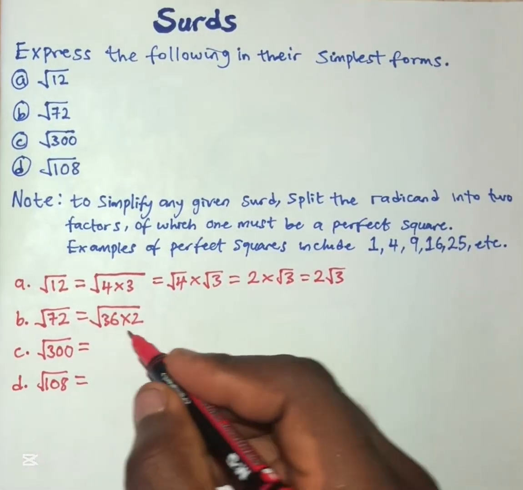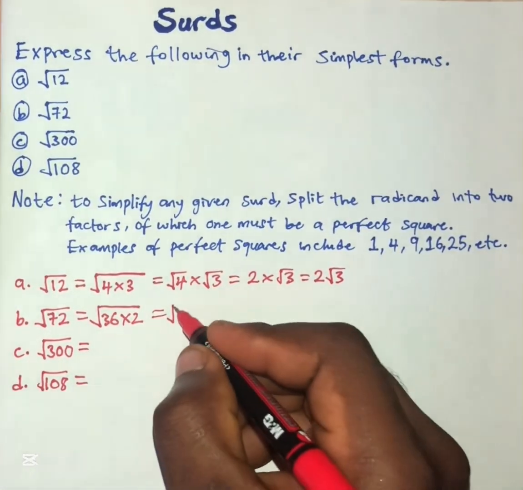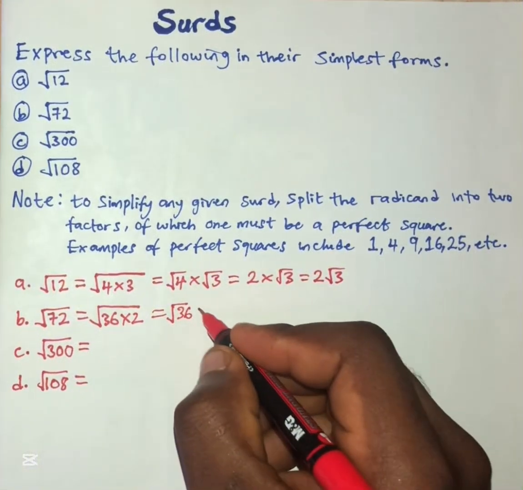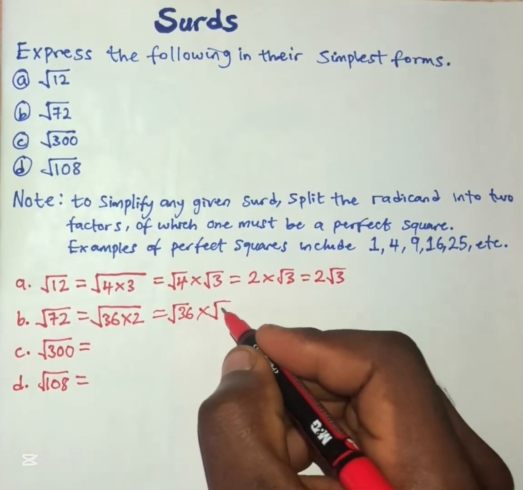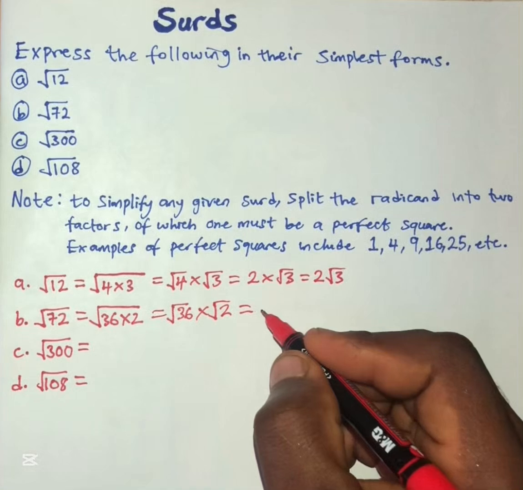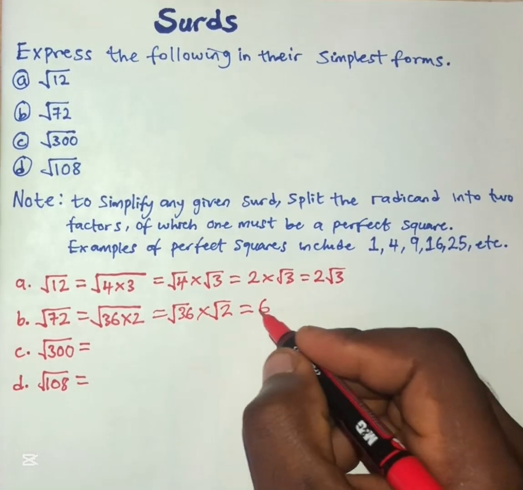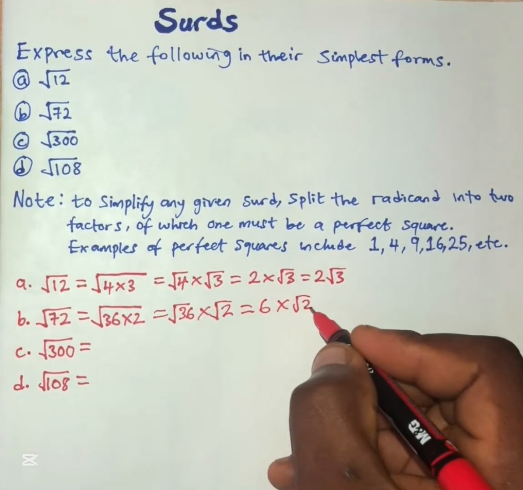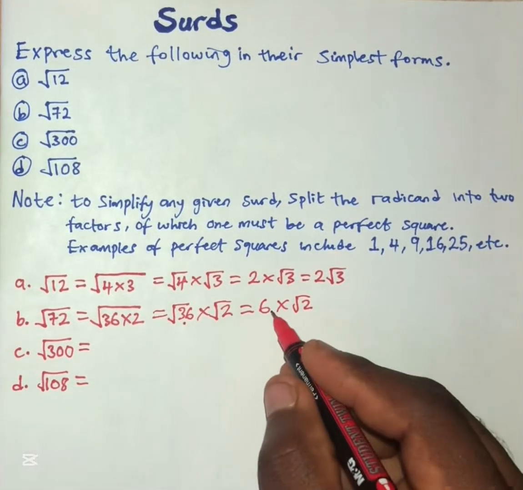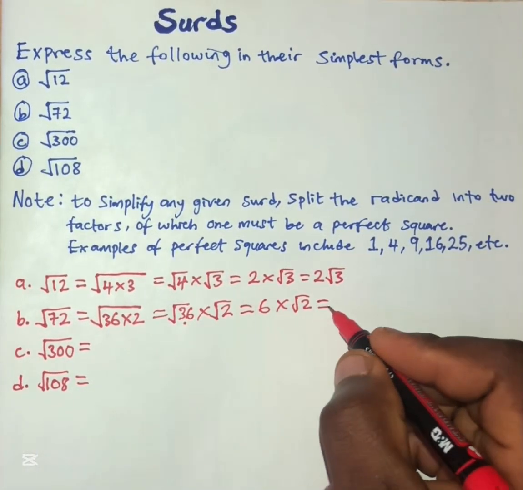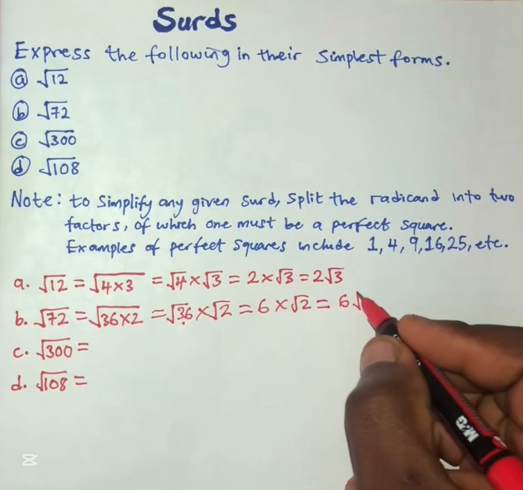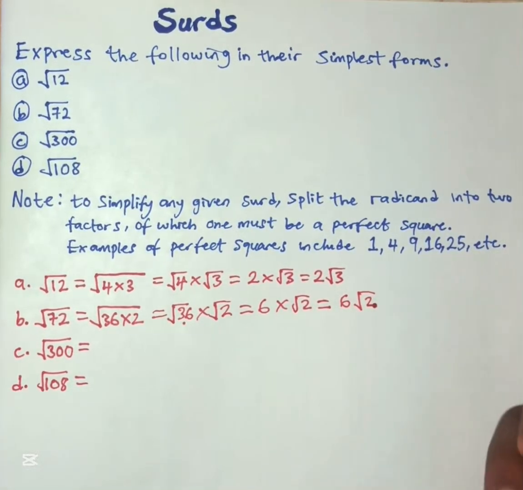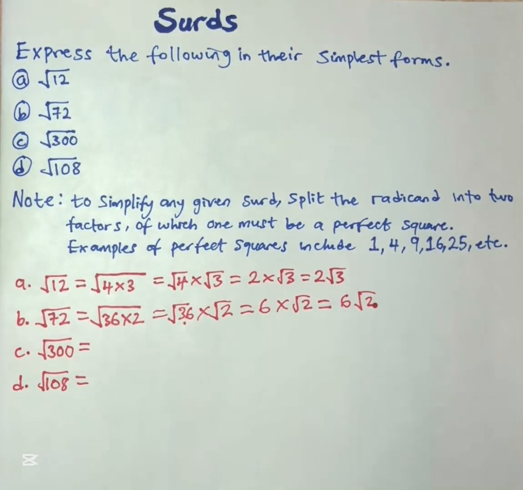So I'm going to just say that this is going to be the square root of 36 multiplied by the square root of 2, and this is going to be 6 times square root of 2, since the square root of 36 is 6, and the result is going to be 6 root 2. So that's my answer. The next one, square root of 300.